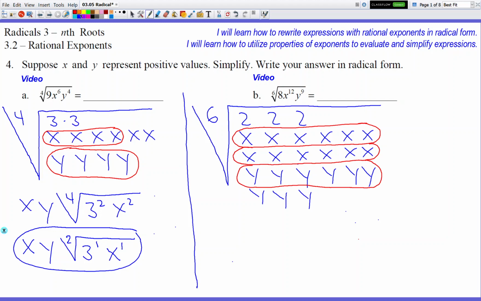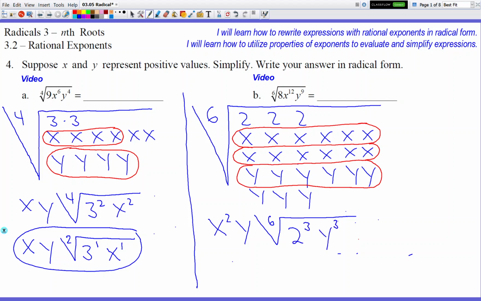Okay, so let's see who's going outside. Well, x and x are going to go outside to make x squared. A y is also going to go on the outside. This is a 6th root radical. And I'm not going to write this as 2 times 2 times 2, which is 8. I'm going to write it as 2 to the 3rd and y to the third.